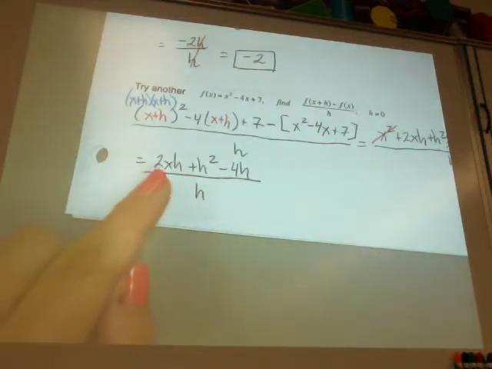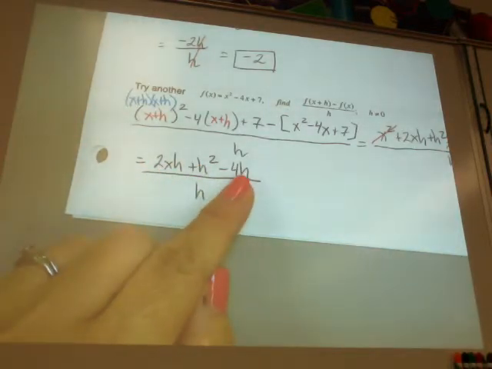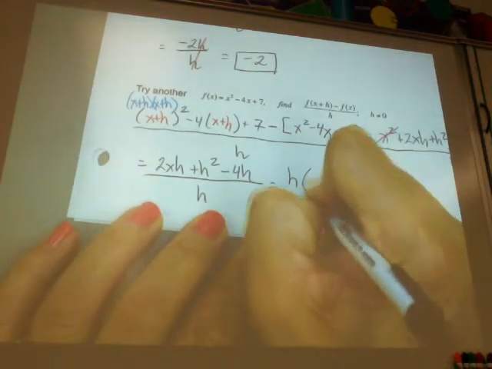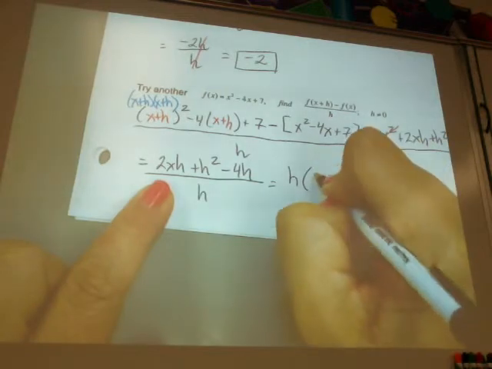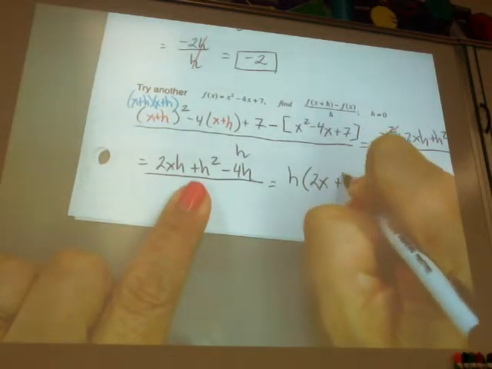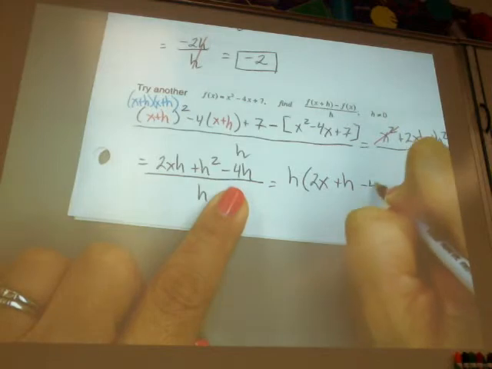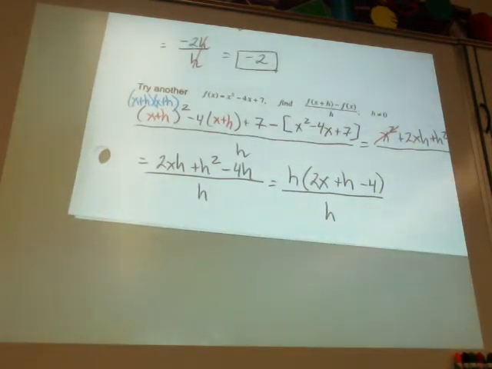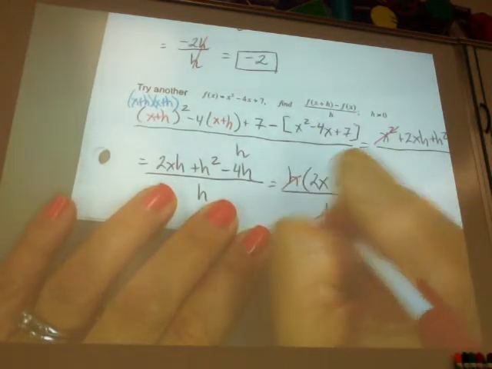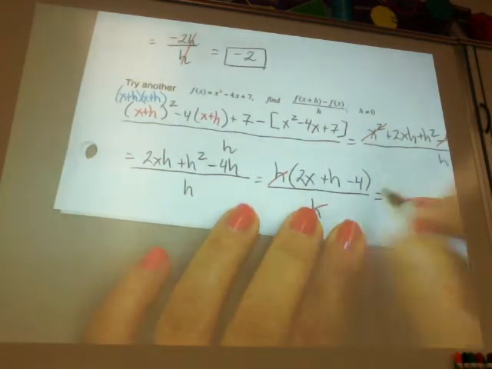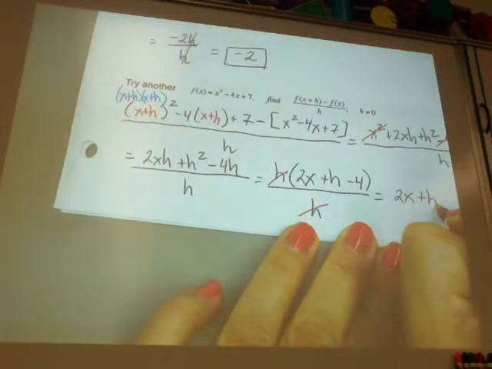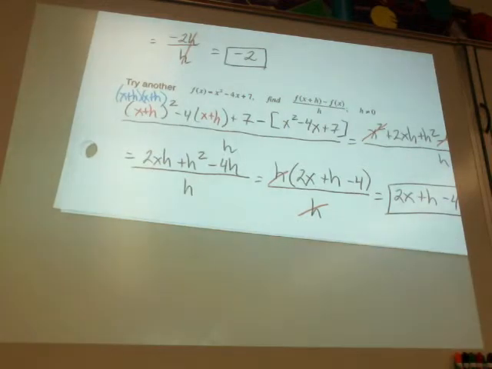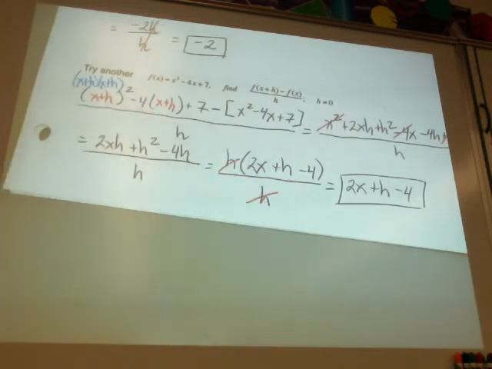Don't just cancel vicariously. Look at the numerator. What's the greatest common factor? In h. So we are factoring an h out of the numerator. I'm left with a 2x here, a plus h here, and a minus 4 here, all over h. Now do you see that the h is canceled? If your h in the denominator doesn't cancel, you probably did something wrong. So you've got 2x plus h minus 4. It doesn't matter what order, and it doesn't matter that you have an h left in your answer. That's fine, as long as there's not an h in the denominator.